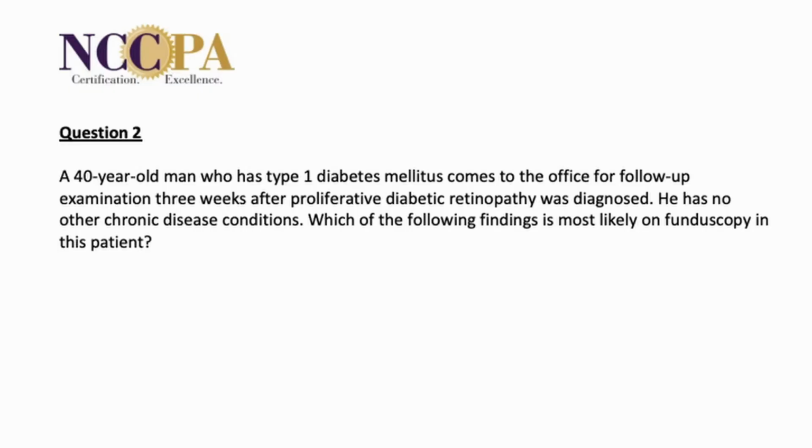So this says a 40-year-old man who has type 1 diabetes comes to the office for follow-up examination 3 weeks after proliferative diabetic retinopathy was diagnosed. So they're giving us the diagnosis here. He has no other chronic disease conditions. Which of the following findings is most likely on fundoscopy? This is thankfully a very short scenario, so you really wouldn't have to read the last question first, but it's a good habit to get into every question you come to.